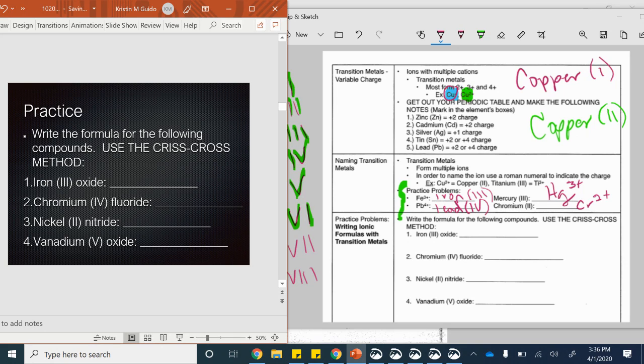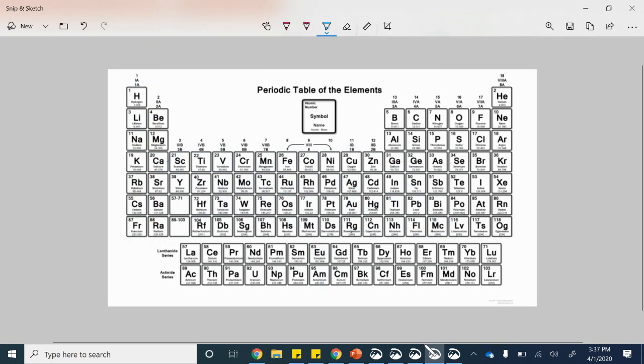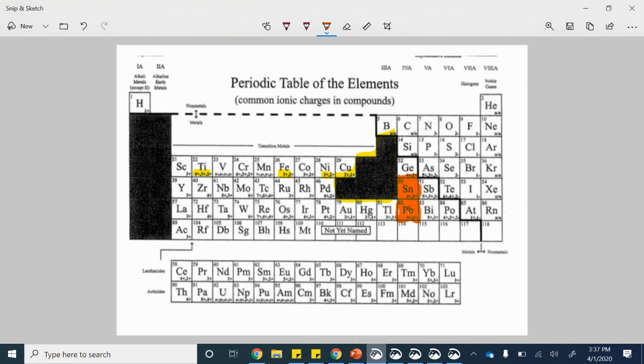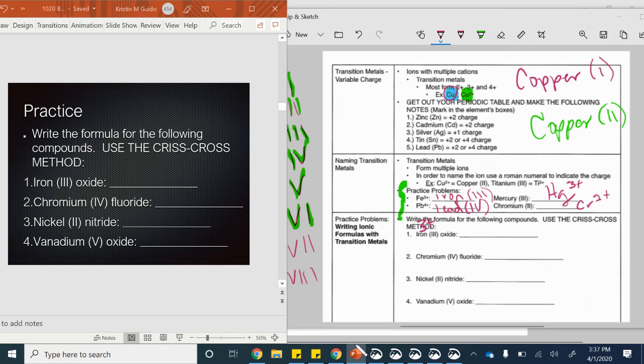So I'll do the first one with you, and then pause it and see if you can do 2, 3, and 4 on your own. So the Roman numeral 3 is telling me that iron has a 3+ charge. We know that oxygen is in this column, right? And it is 2 away from being a noble gas, so it's going to form a 2- charge.